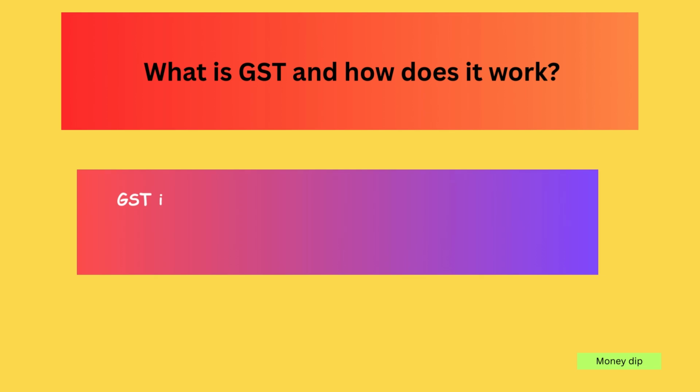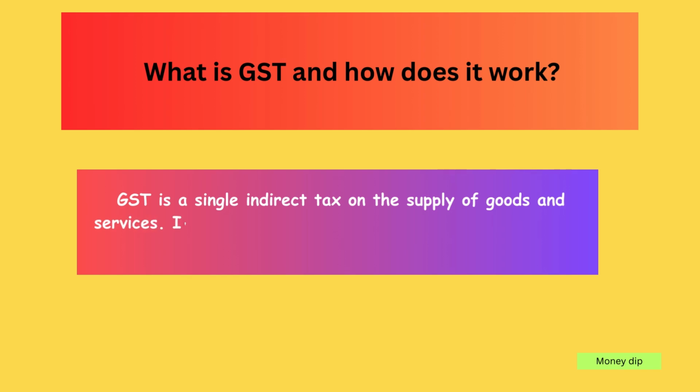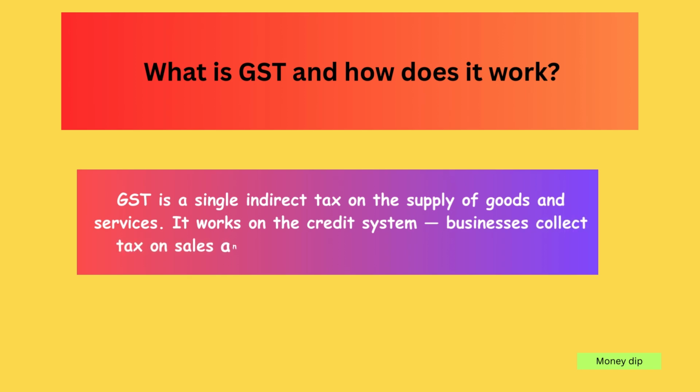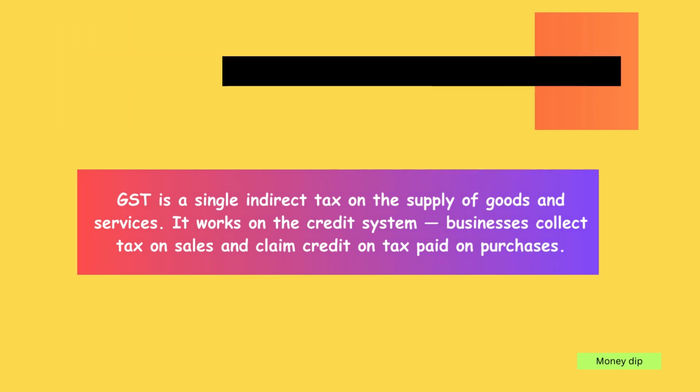What is GST and how does it work? Answer. GST is a single indirect tax on the supply of goods and services. It works on the credit system. Businesses collect tax on sales and claim credit on tax paid on purchases.